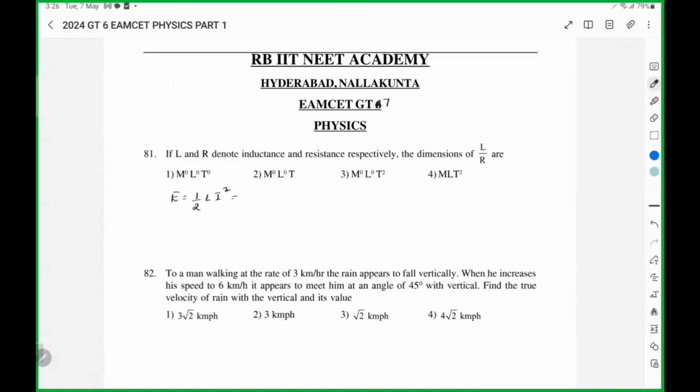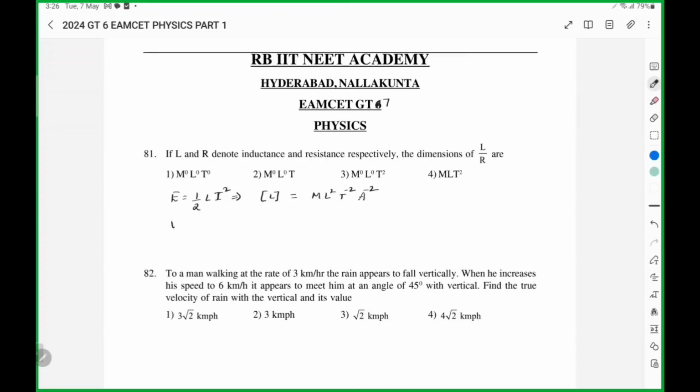Of L I square. So the dimensional formula of inductance is M L square T power minus 2. Here current is a fundamental unit quantity, ampere power minus 2.